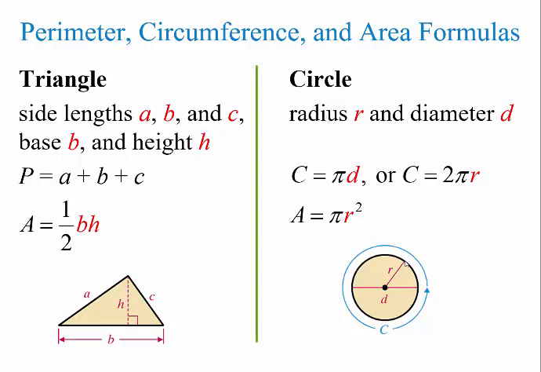A circle has radius R and diameter D. So the diameter is the length all the way across. The radius is really just 1/2 the diameter. So the circumference is equal to pi, which is just a constant, the number 3.14 dot dot dot, pi times D, or C is equal to 2 pi R. We'll probably use this one. So 2 pi times the radius. The area is equal to pi times the radius squared. That's it. You should keep these formulas handy with you throughout the rest of the class.